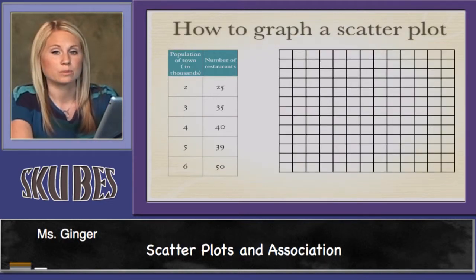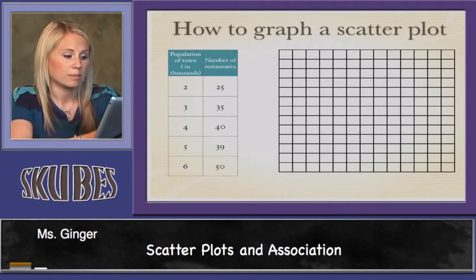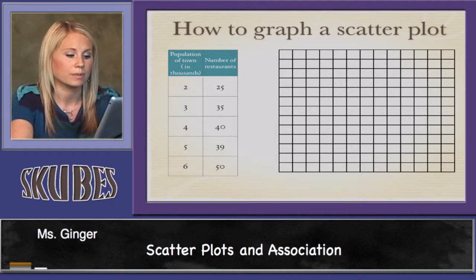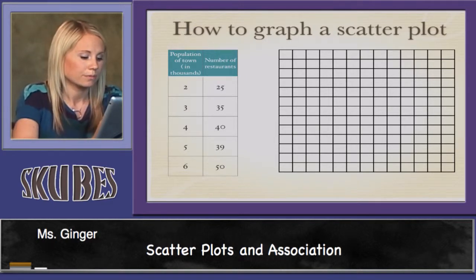All right, so how do we graph these? We just simply take our table of values on an XY coordinate grid and plot our points and see if we can come up with some kind of relationship. So we're going to do that together.